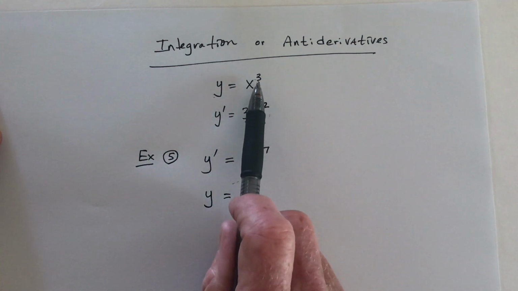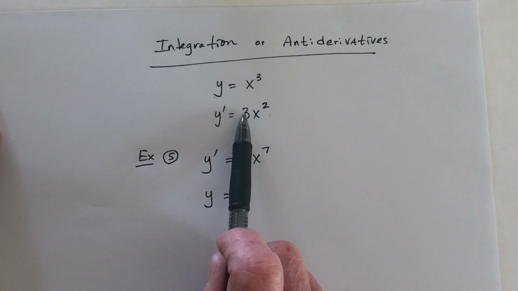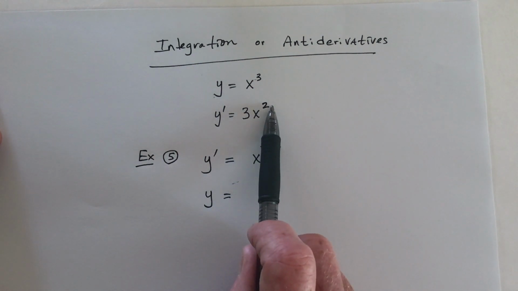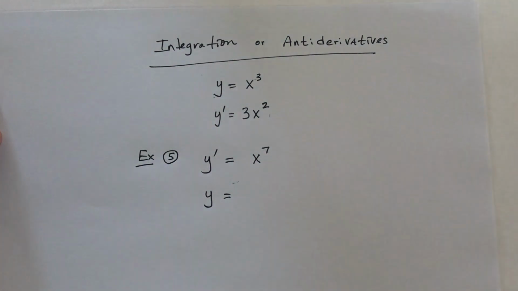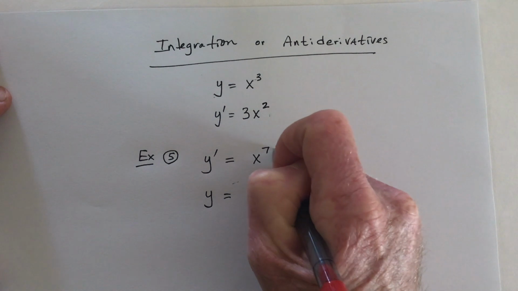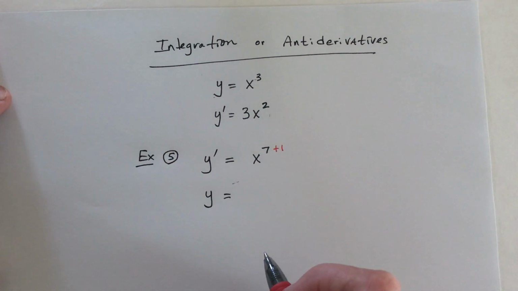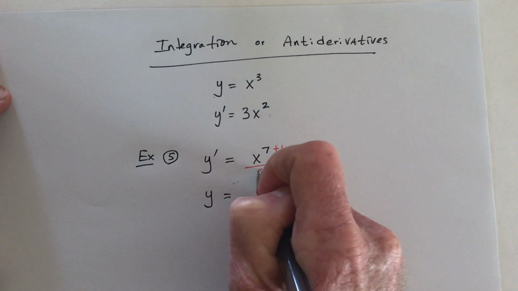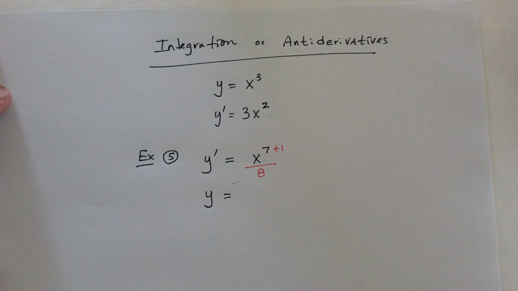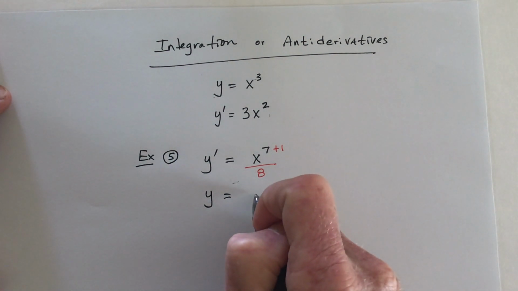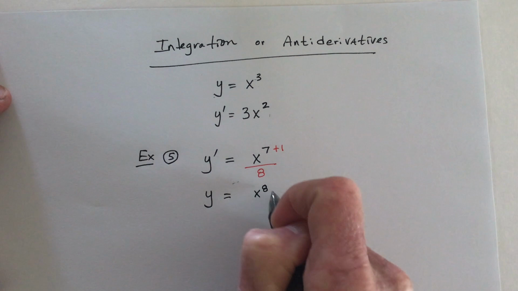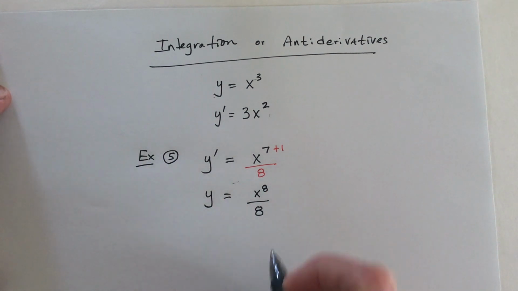So basically, instead of multiplying, we're going to have to do the opposite and divide. And instead of subtracting 1 from the exponent, we're going to have to do the opposite and add 1. So the first thing to do is add 1 to the exponent. That's going to be an 8. And then divide by 8. So the original function was x to the 8 divided by 8.